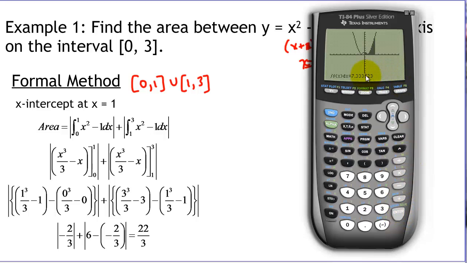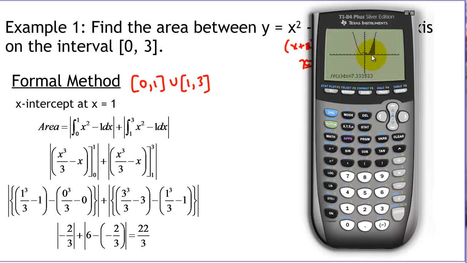Now our answer is slightly different than the exact answer, and that has to do with the way the graphing calculator determines these. The graphing calculator is not computing this antiderivative and substituting in. It is using those Riemann sums that we talked about before. It's dividing this up into lots of very tiny rectangles and adding them up. And sometimes on some areas we get a small amount of error.